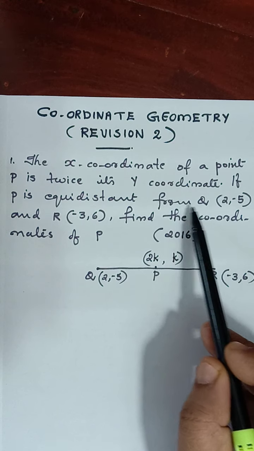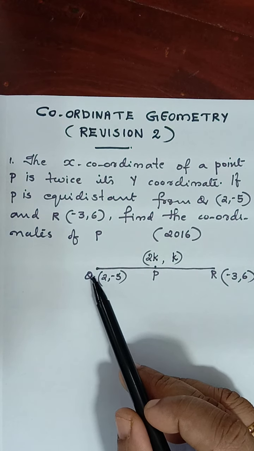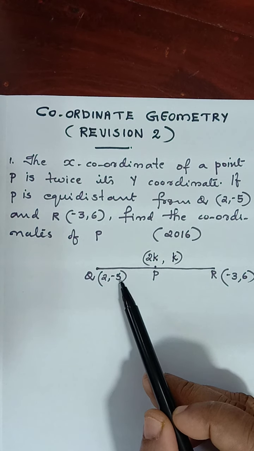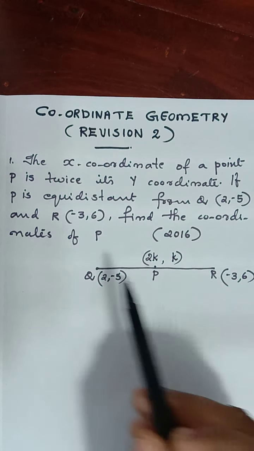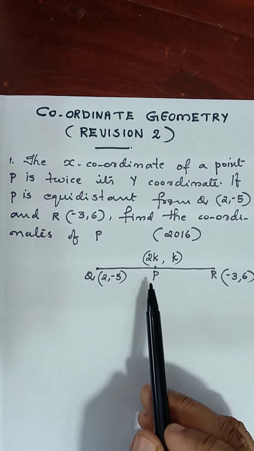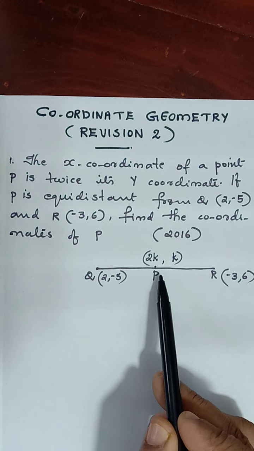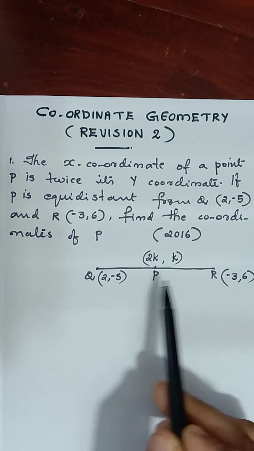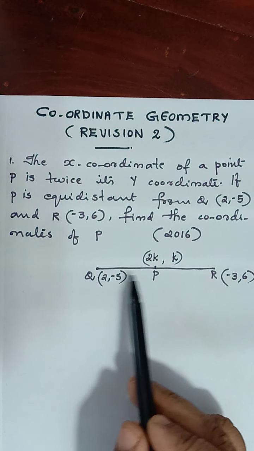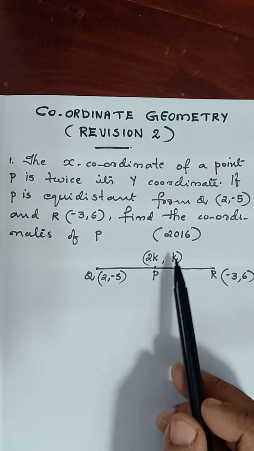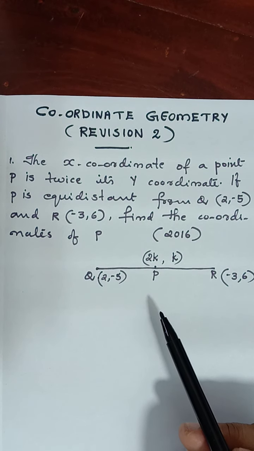If P is equidistant from Q (2, -5) and R (-3, 6), this line we have to draw, mark point P at the middle. That means PQ is equal to PR. P is equidistant from Q and R. Meaning is PQ is equal to PR. Find the coordinates of P. K and 2K we have to find out.